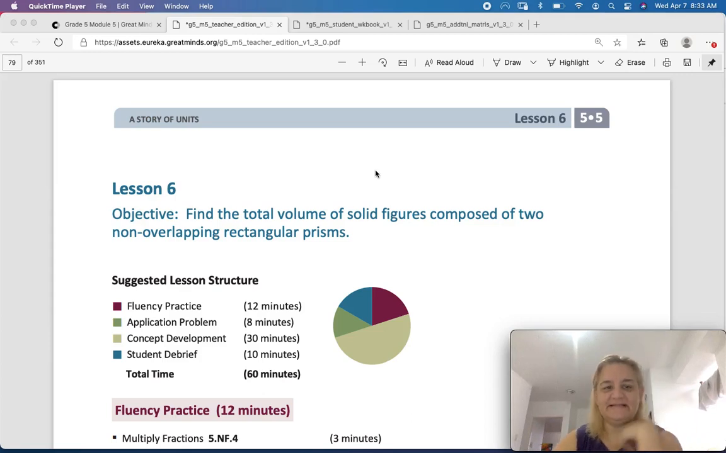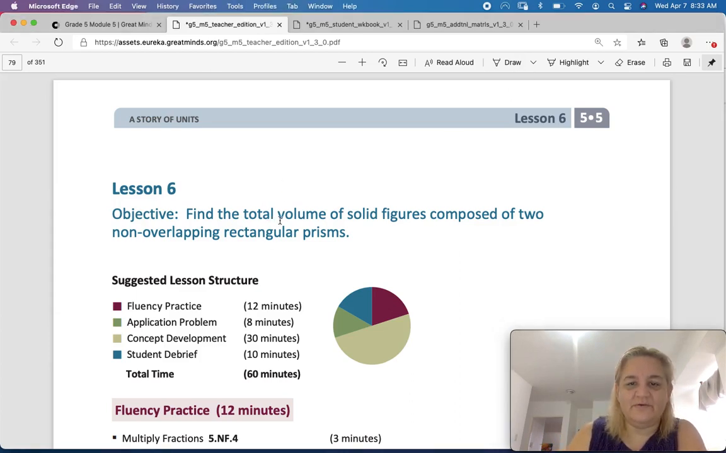Hello, fifth graders. This is Eureka Math, Module 5, Lesson 6, and our objective today is to find the total volume of solid figures composed of two non-overlapping rectangular prisms. Okay, let's break this down for you. So we're going to find the volume of solid figures composed of two non-overlapping rectangular prisms.